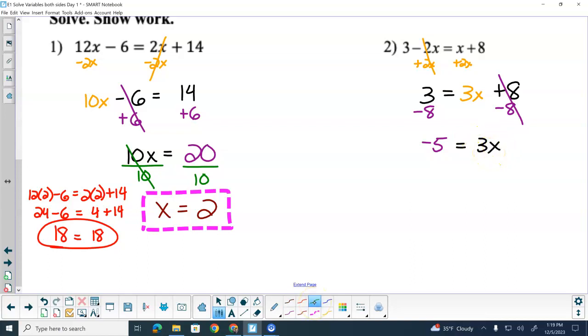And then what are we going to divide by? What are we going to divide by? No, just 3.